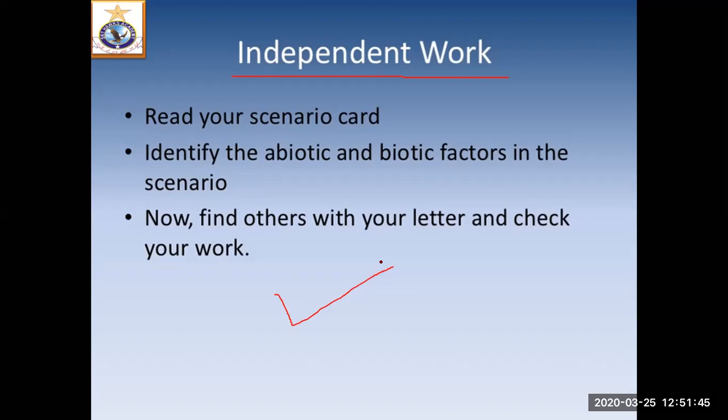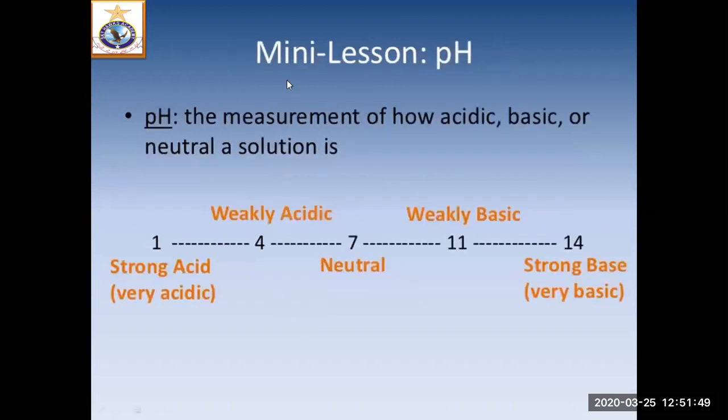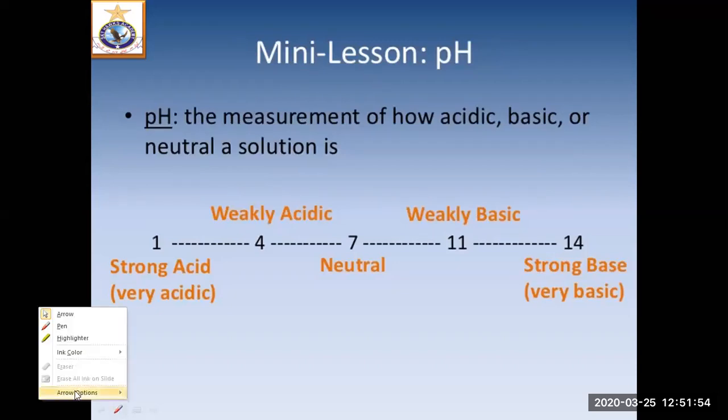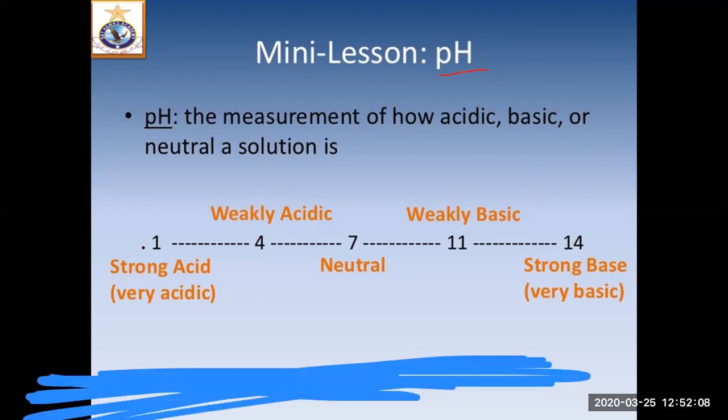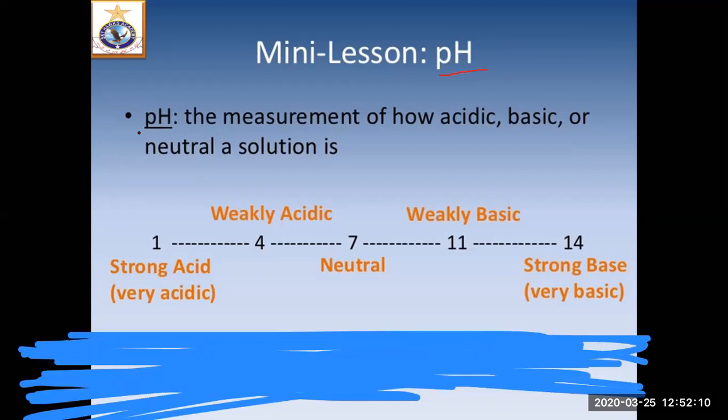This we have just made one slide for you. Look at this pH. This is the measurement of how acidic, basic, or neutral a solution is. One is strong acid, 4 is weakly acidic, 7 is neutral, 11 is weakly basic, and 14 is strong base. So this pH is the measurement of how acidic, basic, or neutral a solution is.